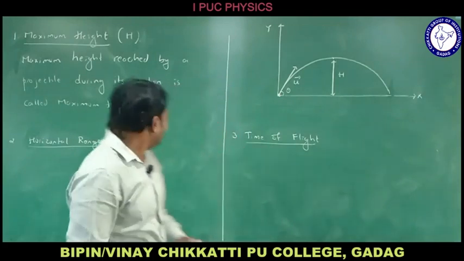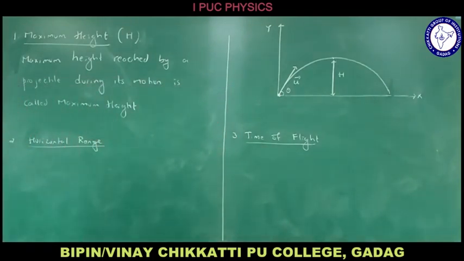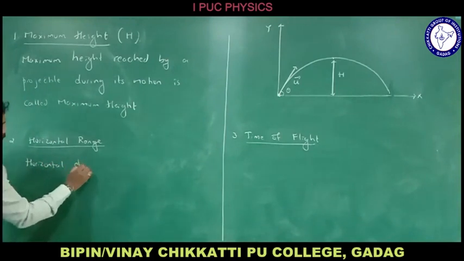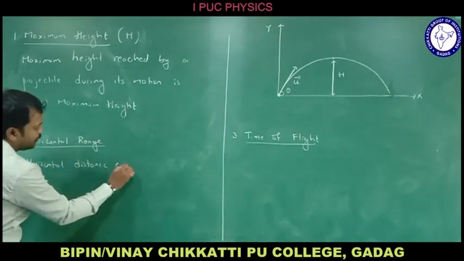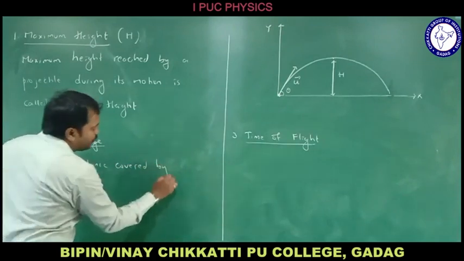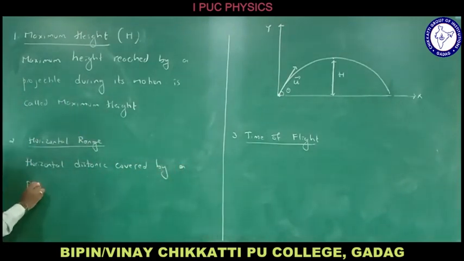Okay, let us move on to the second one. That is the horizontal range. Let me write this. This is the horizontal distance covered by a projectile. Okay, see here.